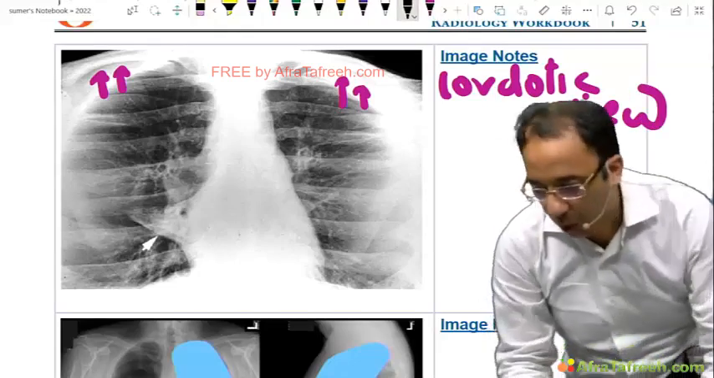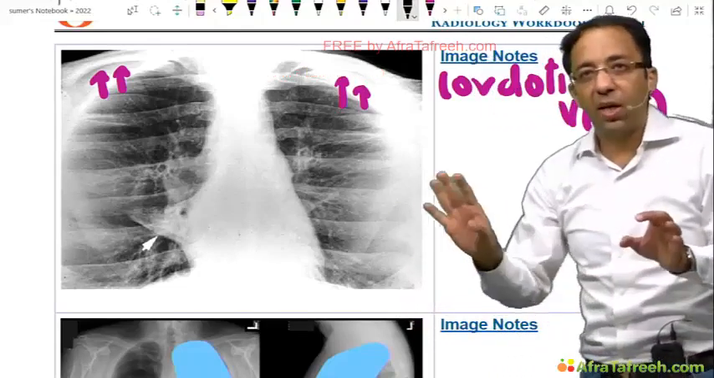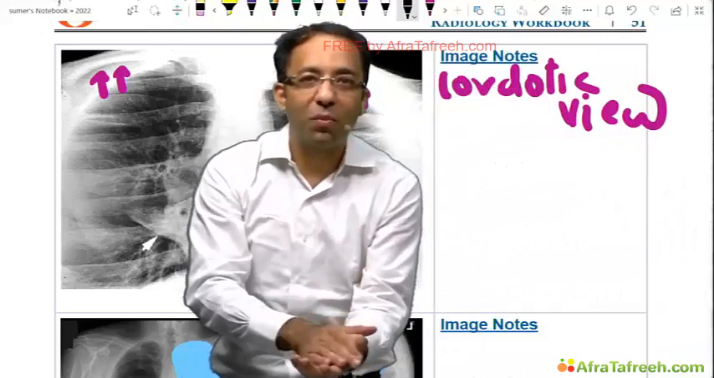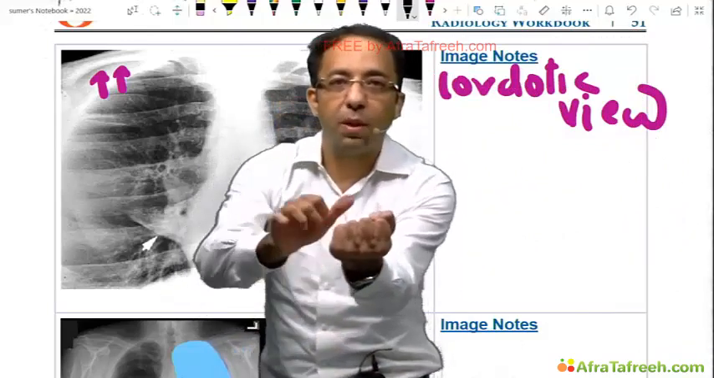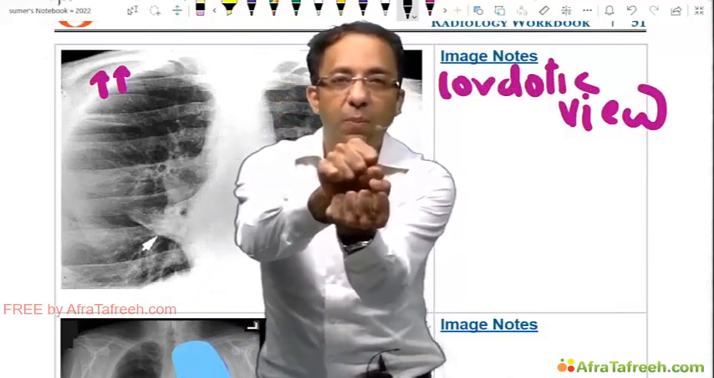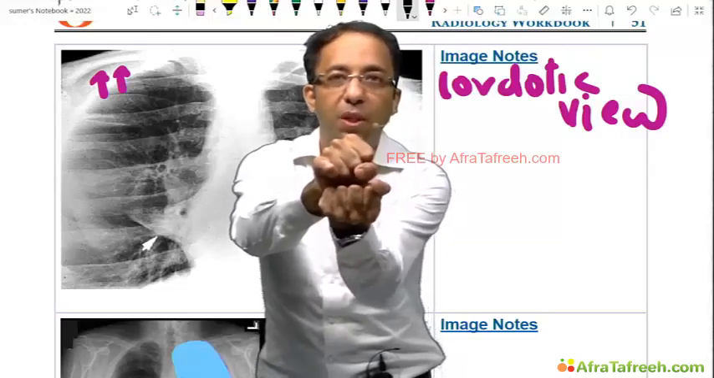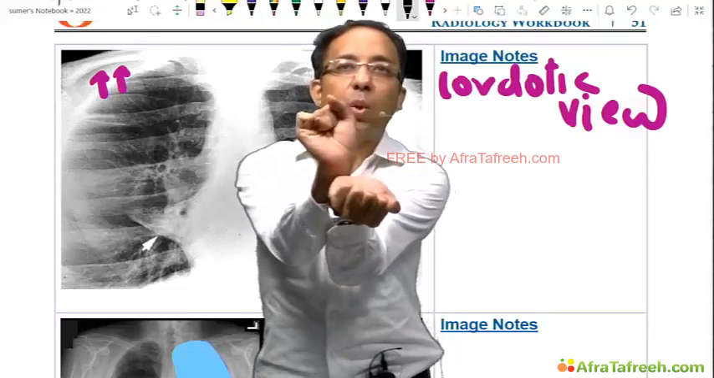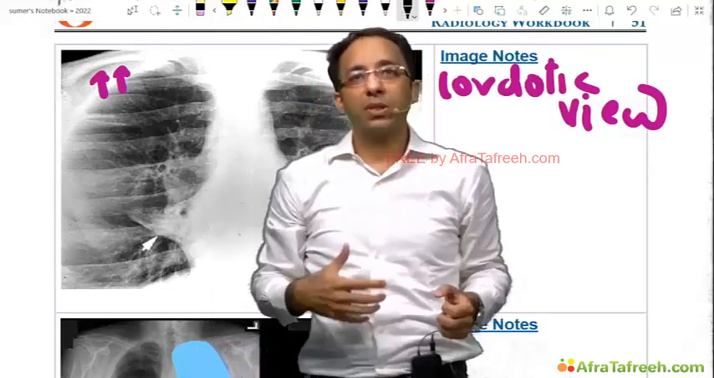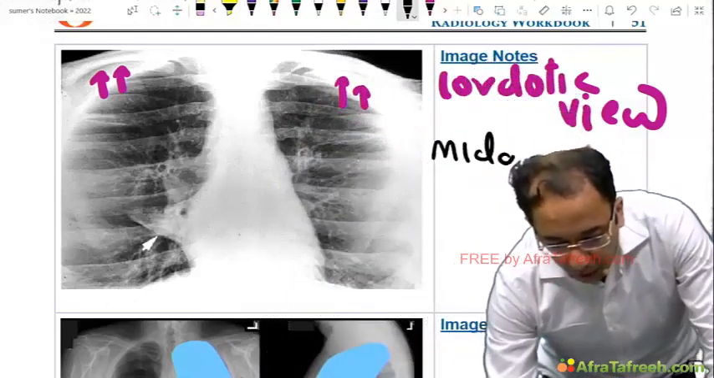Now, why would you do such a view? Why do we do a lordotic view? Try to imagine for a moment. The word is only one, lordotic. I will give the reason. See with me. Everybody, wake up. It's morning. See, this is your lower lobe. This is your upper lobe. So what is between lower lobe and upper lobe? Middle lobe. It is hidden. Middle lobe is hidden between the two lobes. If I make the patient lordotic, what is opening up? The middle lobe is seen better. So lordotic view is done for middle lobe pathologies.